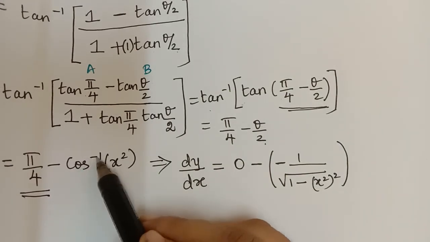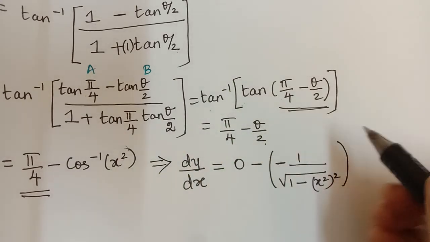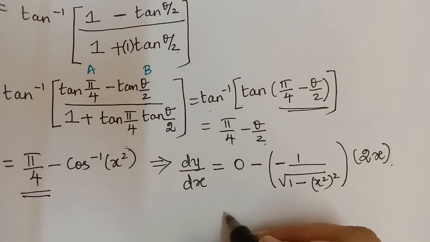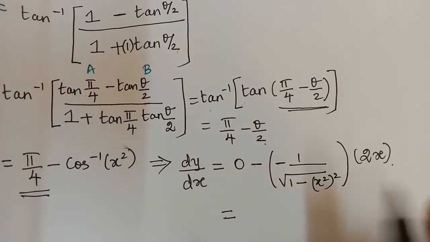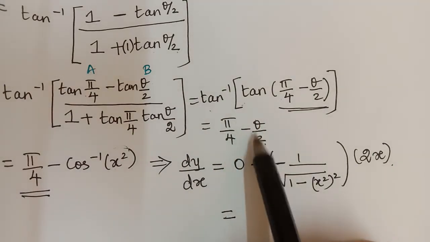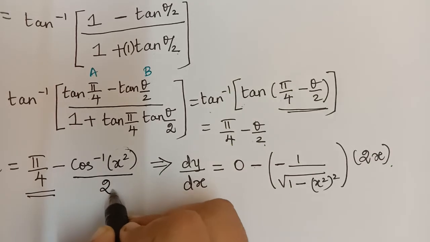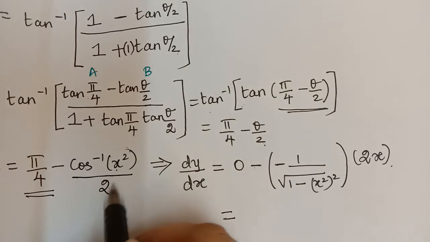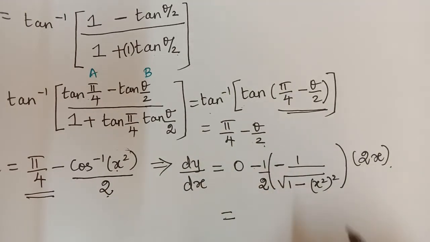So first we differentiated cos inverse. Now we have to differentiate this x square. The differentiation of x square is 2x. So that is equal to, now minus into minus will become plus. And very importantly, here we have theta by 2. I left the 2 here. So this will be divided by 2 actually, because theta is cos inverse of x square divided by 2. Now this 2 we will have here outside, so this 2 and this 2 will get cancelled.